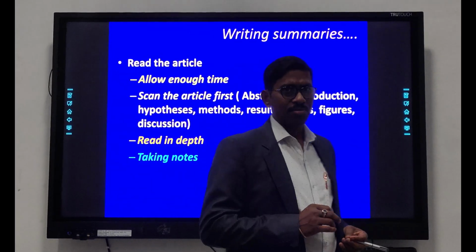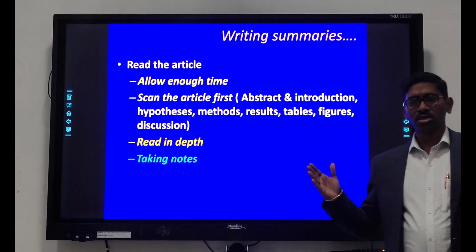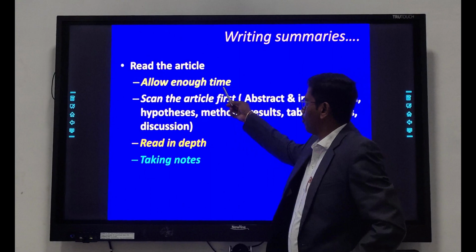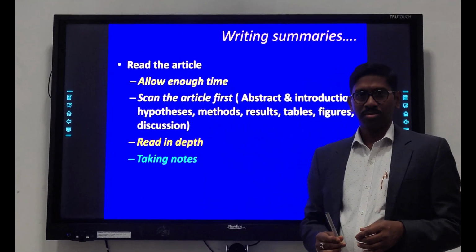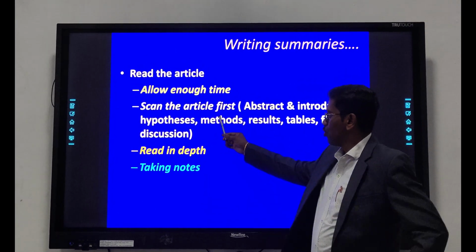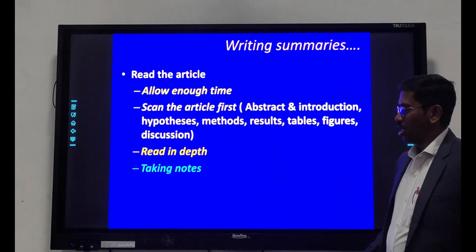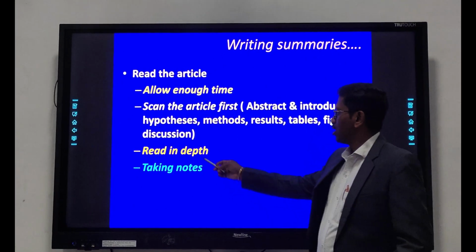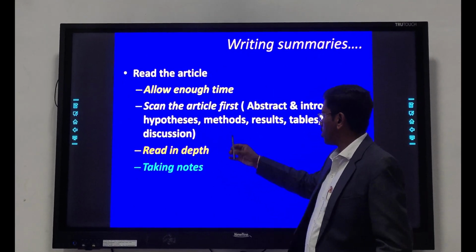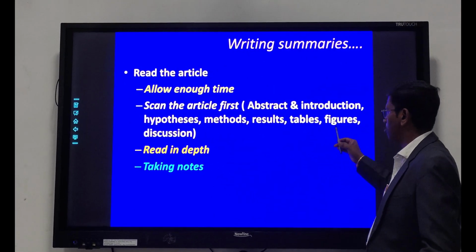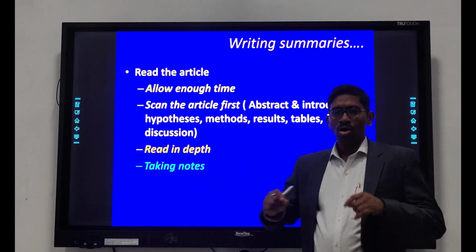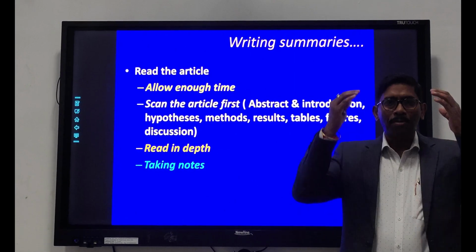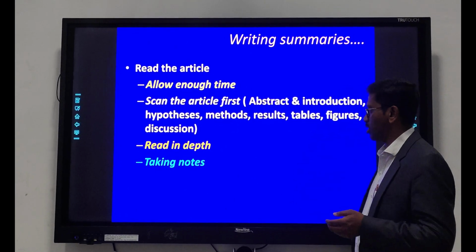Before writing a summary of any research article, project report or thesis, you should give enough time to write it. Secondly, you have to scan the article first. I mean you have to go through the abstract, introduction, then the hypothesis, then materials and methods, results, tables, figures, and discussion. All these parts should be scanned by you and kept in your mind before writing the summary.